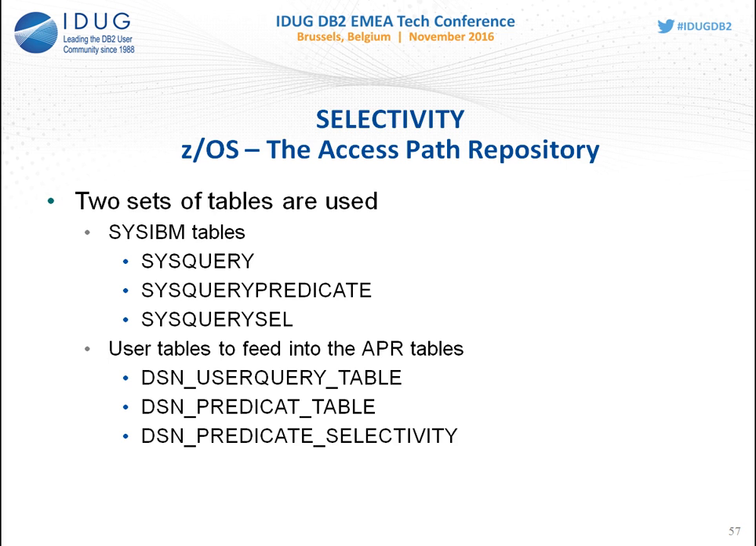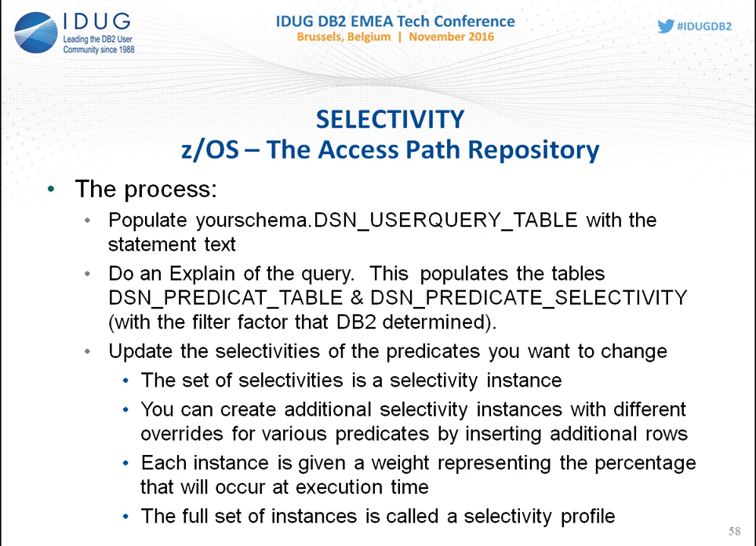So the access path repository has a set of catalog tables, and those are the three for selectivity overrides. One for the query, one for the predicates, and one for the selectivities. You also have the three user tables that you create, which you're going to feed into the access path repository. So you populate your user query table, you do an EXPLAIN, and that will populate the other two tables with the filter factor that DB2 calculated.